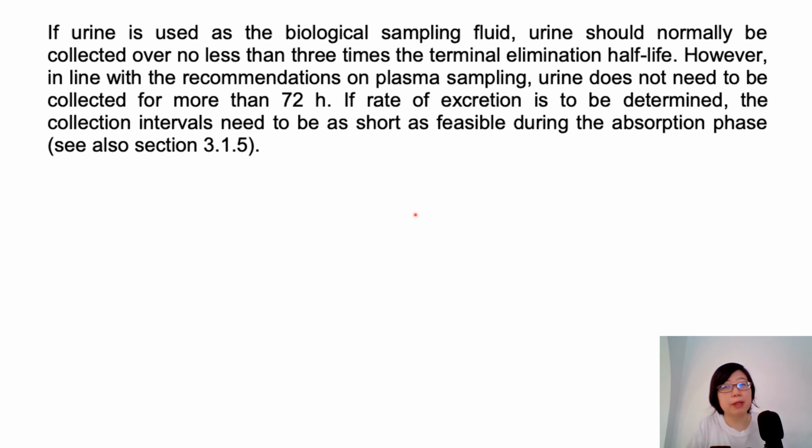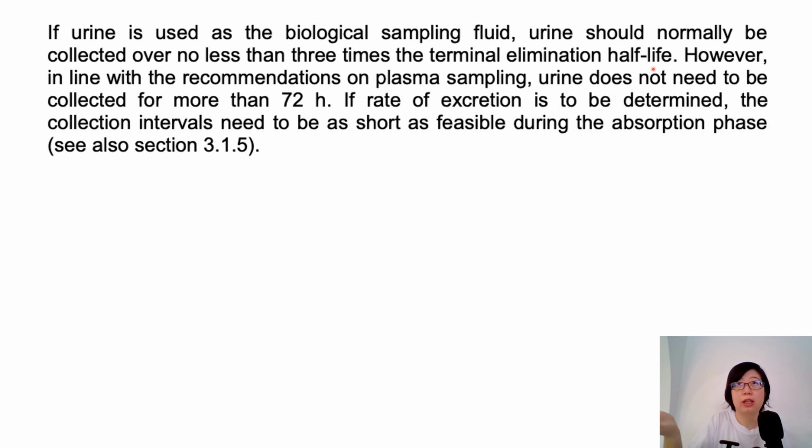Okay, so the last part that we look at is the urine samples. It's a bit tricky because there could be a higher risk of contamination and things like that. So you actually need to measure it also for no less than 3 times the terminal elimination half-life. So again, we try to align similarly with the plasma one. So it does not need to be more than 72 hours, but you can imagine that to hit the first criterion of 3 times the terminal half-life, you most likely will have a longer study, isn't it?